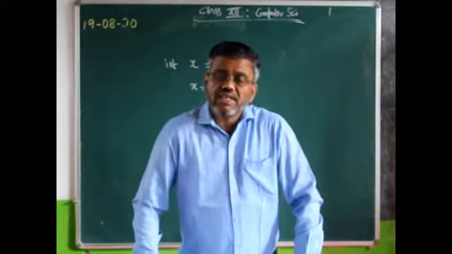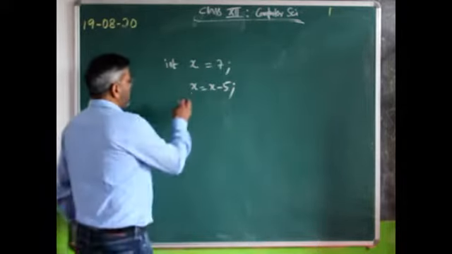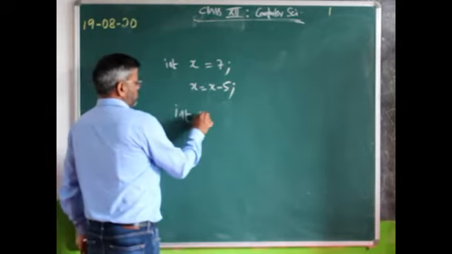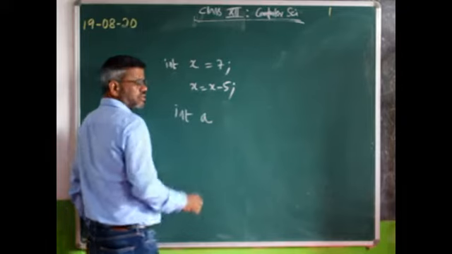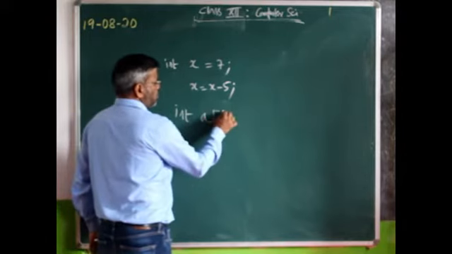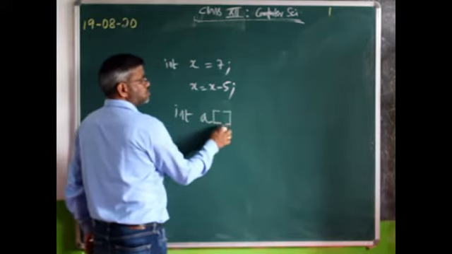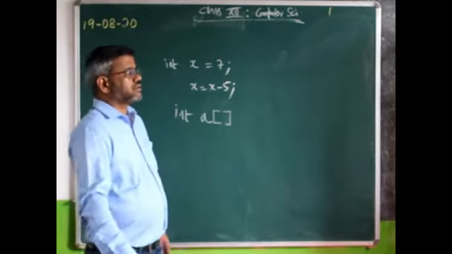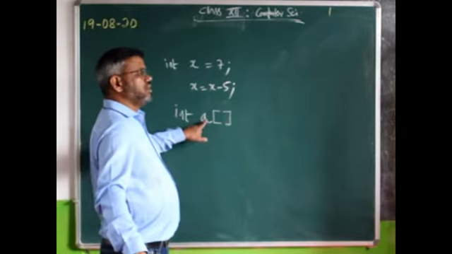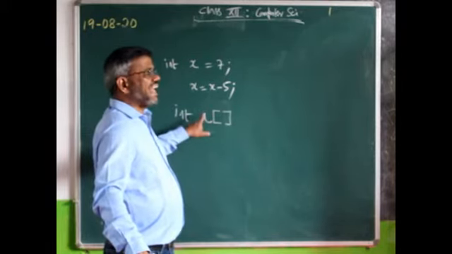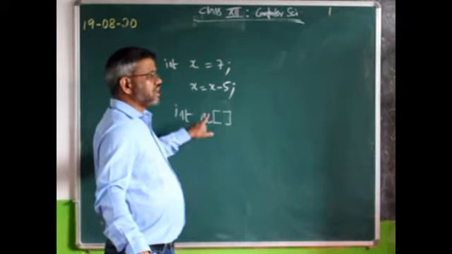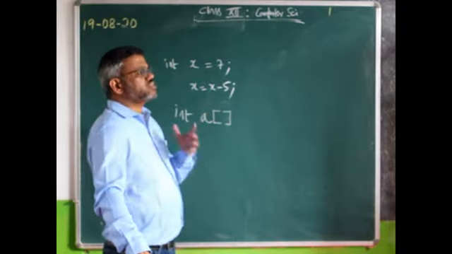Right? What is an array? An array will be like this. I use the same variable, or I'll use some other variable. A variable followed by a pair of open and closed square brackets. This is called an integer array called A. What does it do?